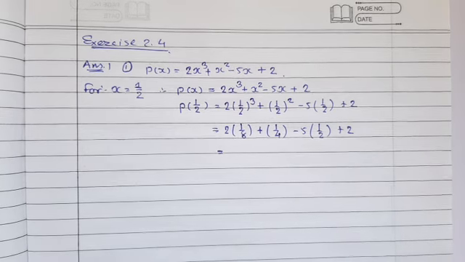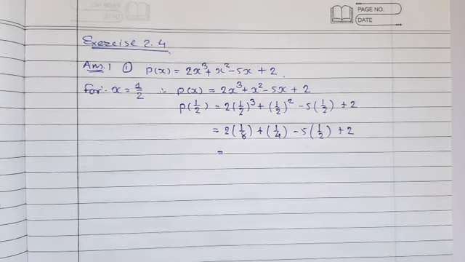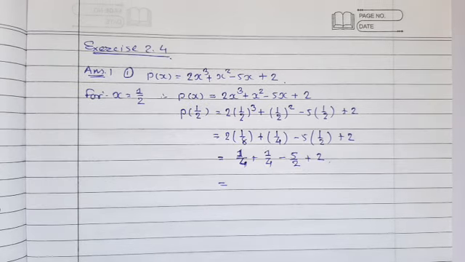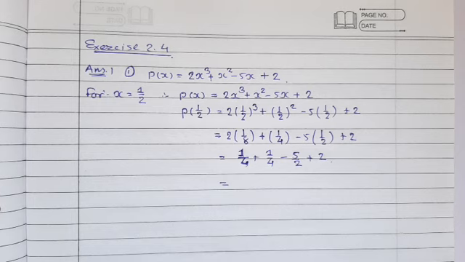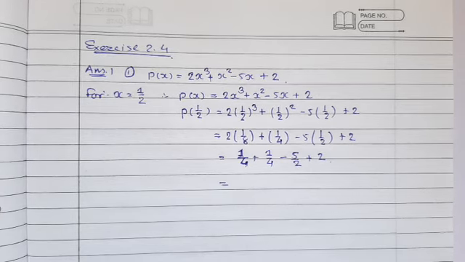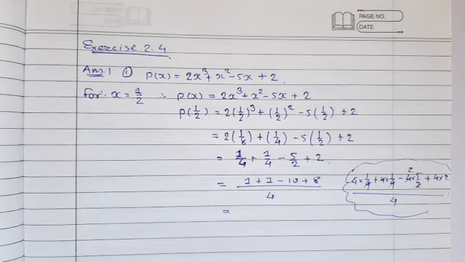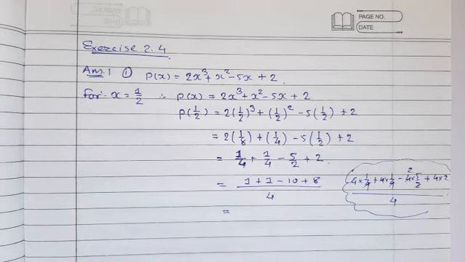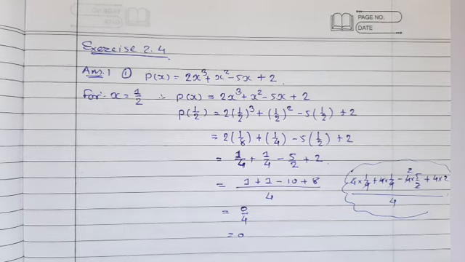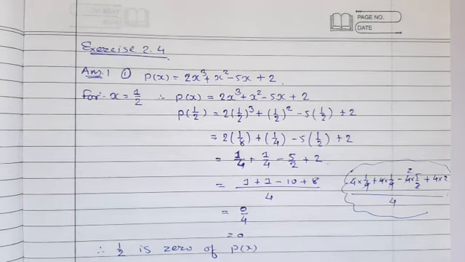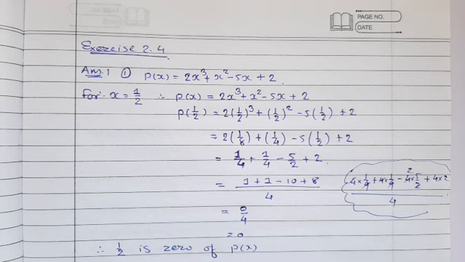And now by simplifying the values, in this situation the denominators of all the terms are 4 and 2. So the LCM of 4 and 2 is 4. So by doing the calculation of the LCM, I have got this term, and the final value I got is 0. So this way I proved that 1/2 is a zero of P of x.